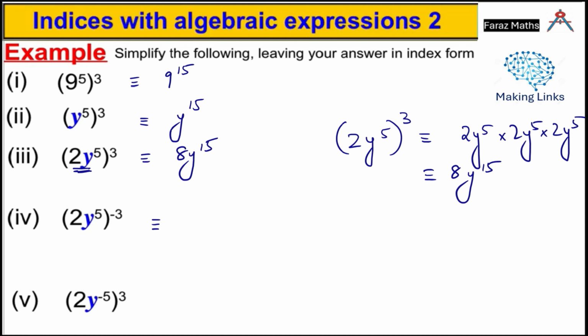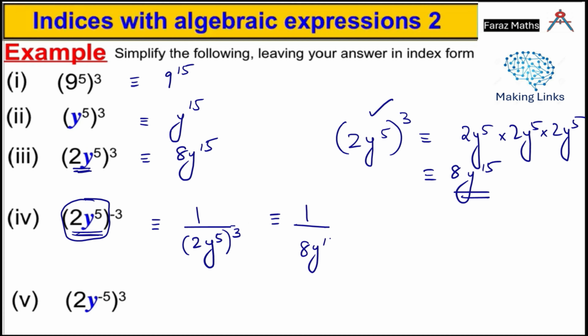Okay, this one, 2y5 and the whole power is negative 3. So what you have to do is make the power positive first. And how can we do it? If we move this whole thing to the denominator. So 1 over 2y5, the whole power is now plus 3. Then we already know that 2y5 to the power of 3 is equivalent to 8y15. So we can write 1 over 8y15.